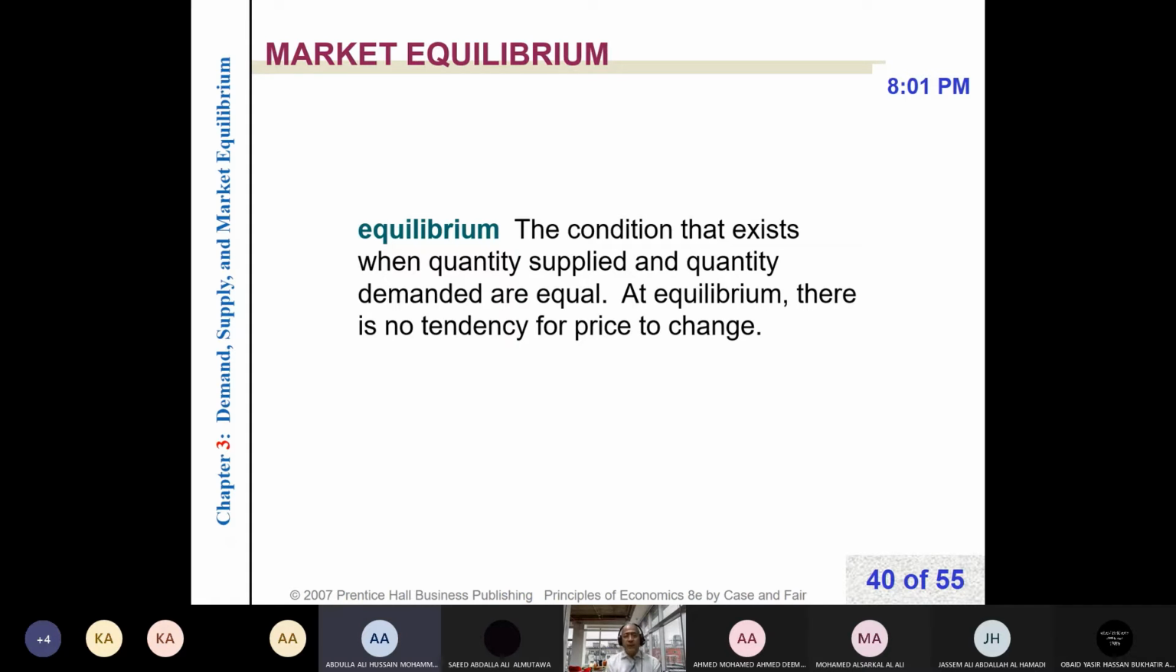Okay, so read this, Abdullah, for me. Equilibrium. The condition that exists when quantity supplied and quantity demanded are equal. At equilibrium, there is no tendency for price to change. Okay, so see here, we can reach equilibrium when quantity supplied equals quantity demanded. And if we reach this condition, the market will be stable and there is no tendency, no trend, no desire for price to change. The price will be stable.